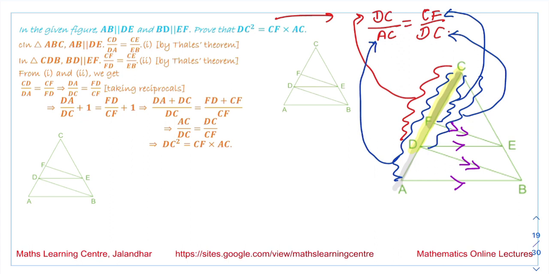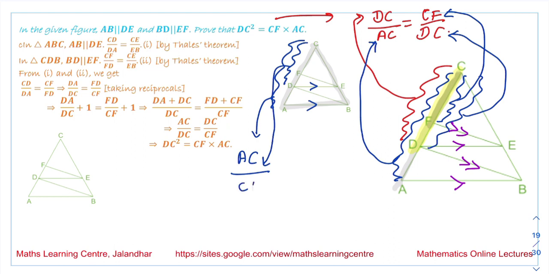So if we look at this triangle ABC, we have these two sides that are parallel to each other. So corresponding to these two sides, we are writing AC over CD, because of the result we want, and this will be equal to BC over CE. We are talking about this over this smaller portion.